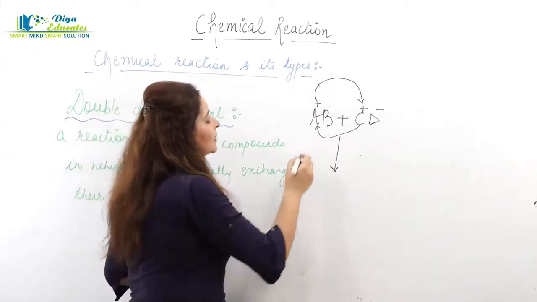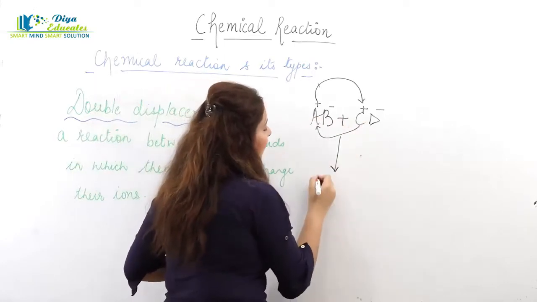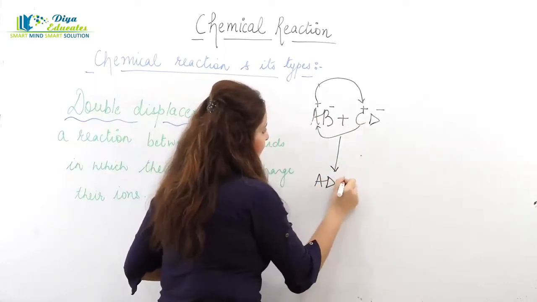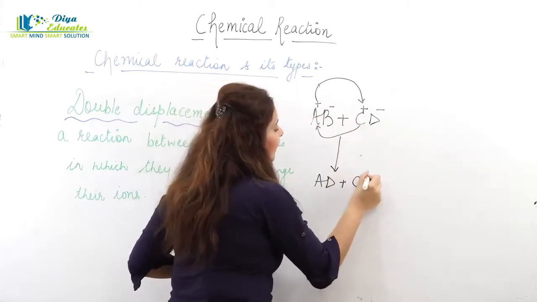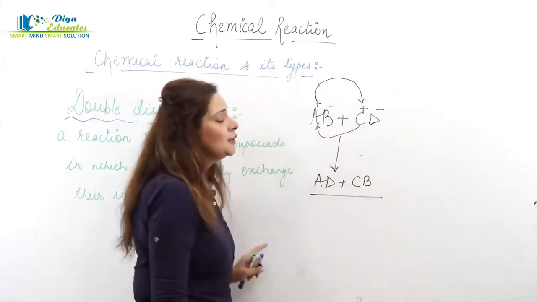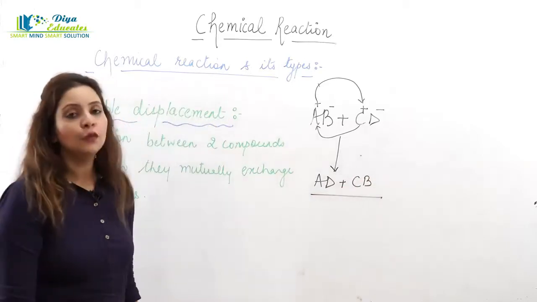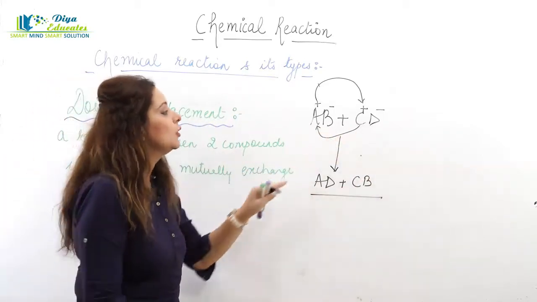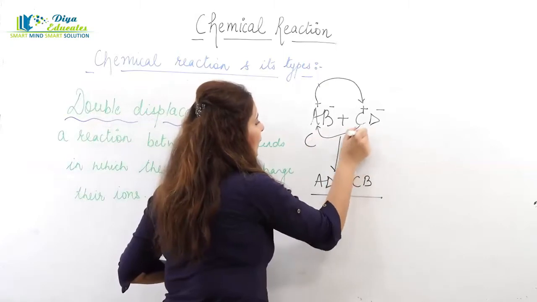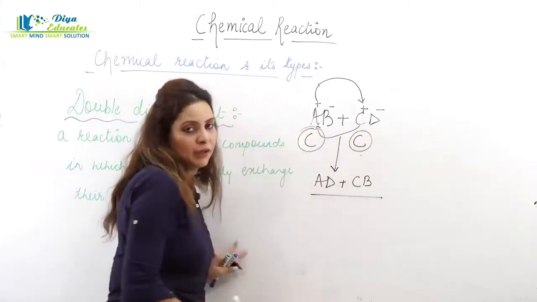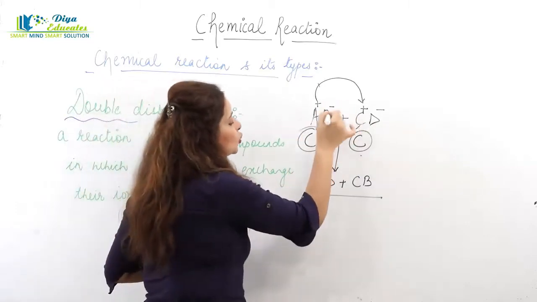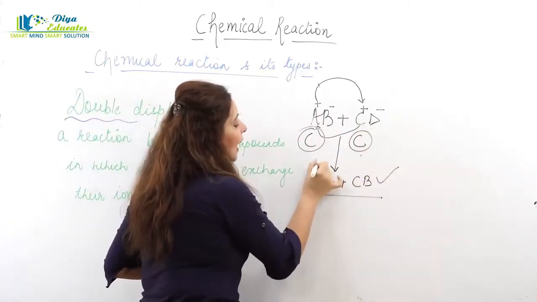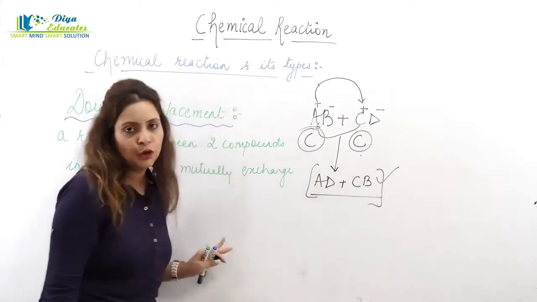So if A will displace C, we will get a product AD, and when C will take the place of A, we'll get CB. So this is the reaction which is involved, the reaction between two compounds. Particularly we have to involve the compounds here. A reaction between two compounds in which they will mutually exchange their ions and we'll get a new product.